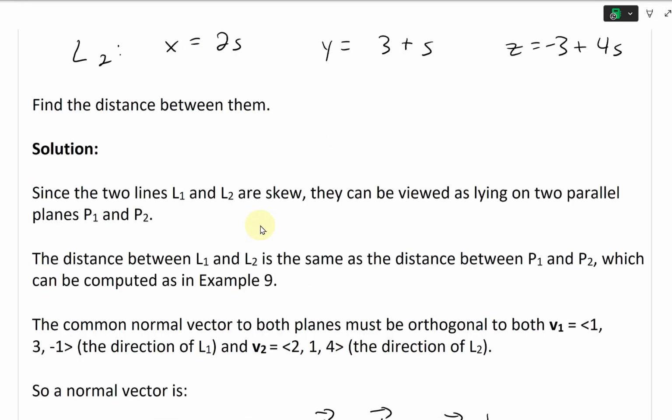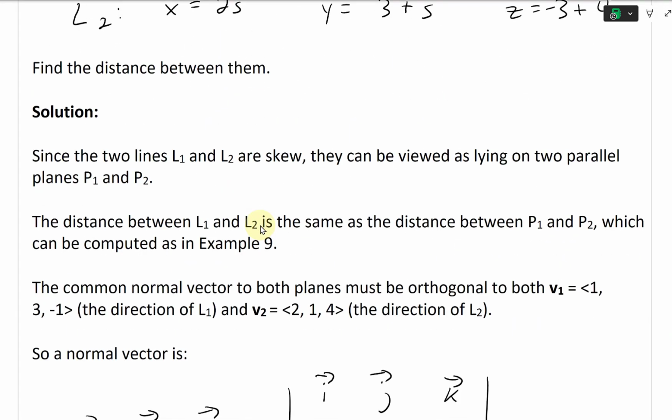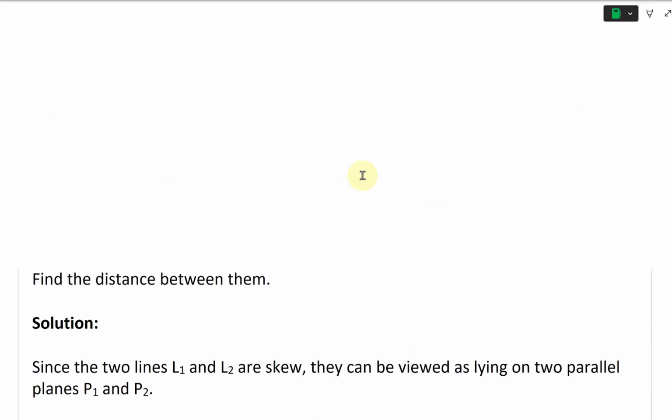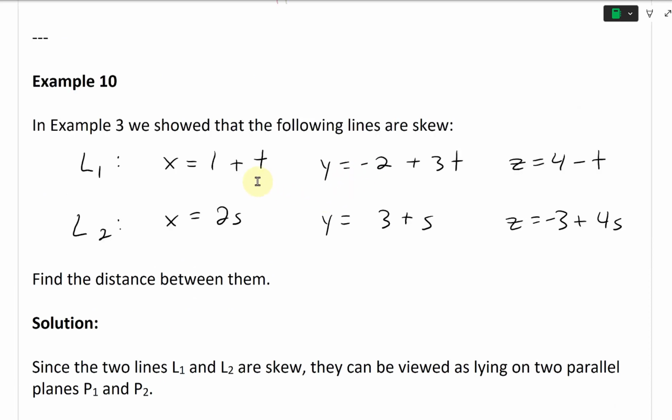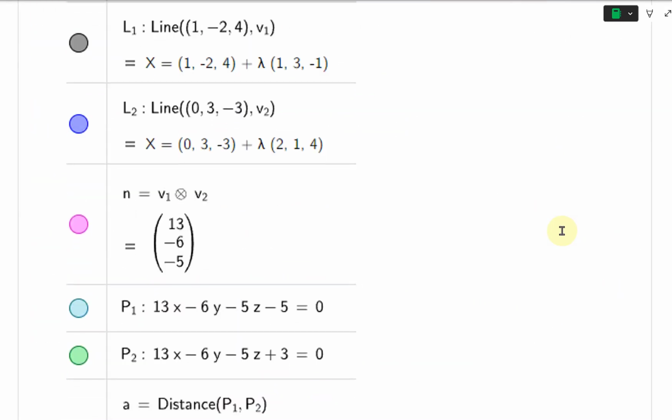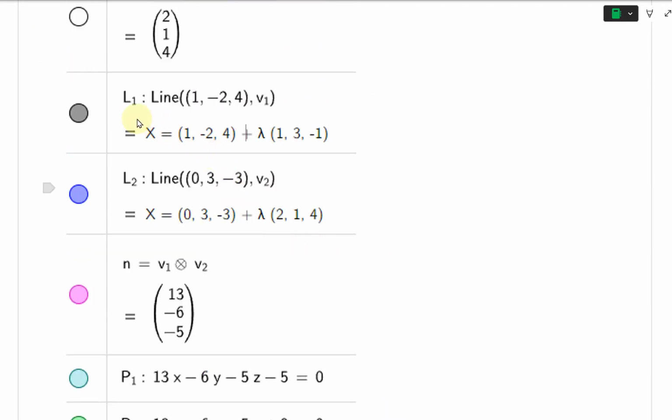Let's just scroll back to those direction vectors. There's V1 right here, V1 is 1, 3, negative 1. V2 is 2, 1, 4. And again, you can see that from the equations, from the parameters: 1, 3, negative 1 and 2, 1, 4. All right, now that we have that, so that's the first line.